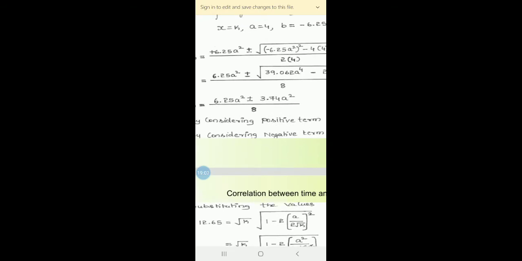So considering the positive term, k will be 1.25 a square. If we consider the negative term, k will come 0.3125 a square. So if you take plus here, it comes 1.25 a square. If you take minus here, it comes 0.3125 a square.